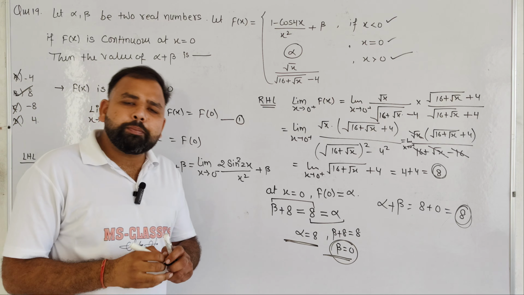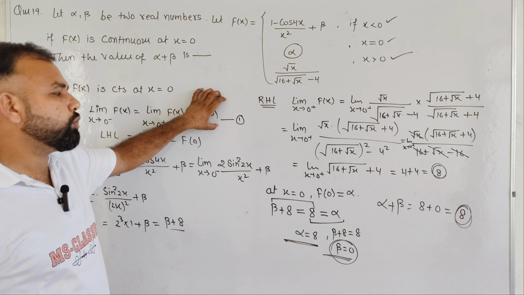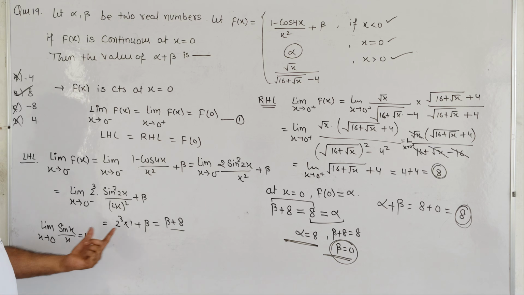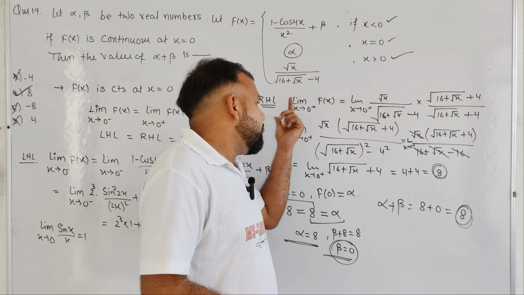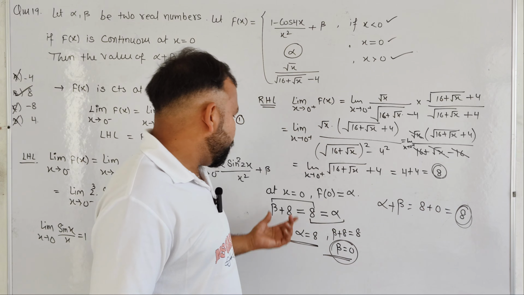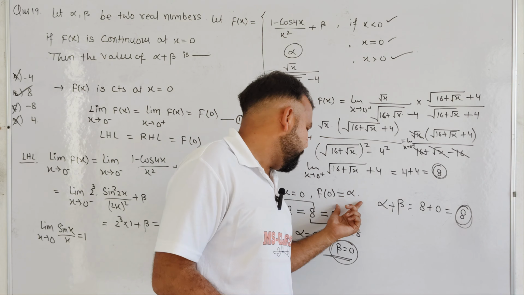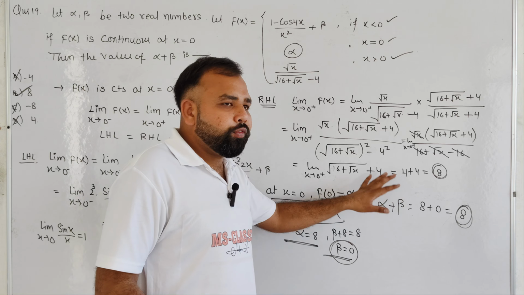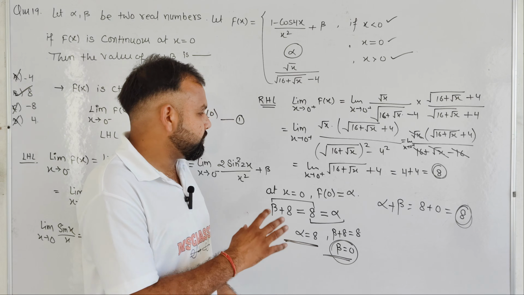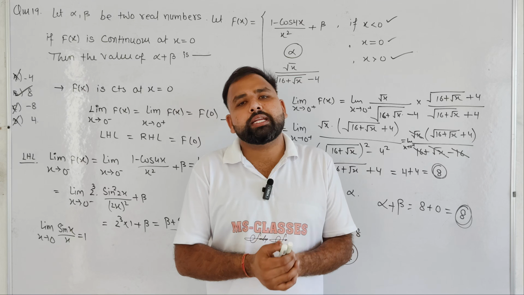Okay student, the simple definition of continuity is that left hand limit, right hand limit is equal to the function at x equal to 0. For the left hand limit we approached this result and got beta plus 8. For the right hand limit we rationalized and got 8. And the functional value at x equal to 0 is already given, that is alpha. So putting the values of all these in equation first, we got alpha is 8 and beta is 0. So our final answer alpha plus beta is 8. So option B is correct and remaining options are incorrect student.